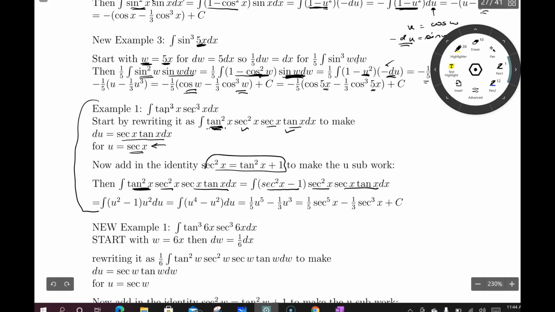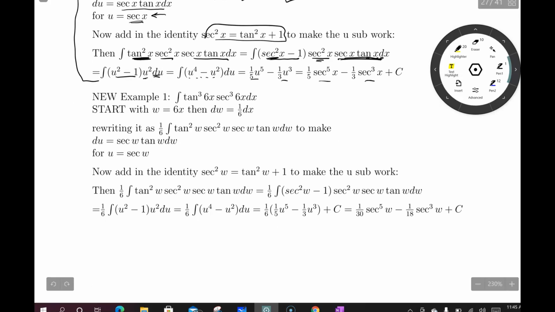Now it's time to use my u substitution. So this is u squared minus 1. This is u squared. And then secant x tangent x dx gets replaced with just a du. Multiply it out first, then take the antiderivative, then put the x's back in. Okay, so one last part here.